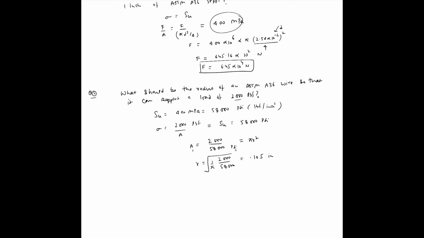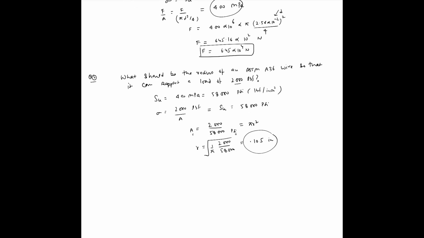Now, once you get this radius, what do you do? Well, you're looking to design your contraption. So you go to Home Depot and you say, hey, I need a radius 0.105 inch wire of ASTM A36 steel. Well, you may find that actually you don't have a wire of that size because manufacturers don't make wires in every single size. They make them in some standard sizes.